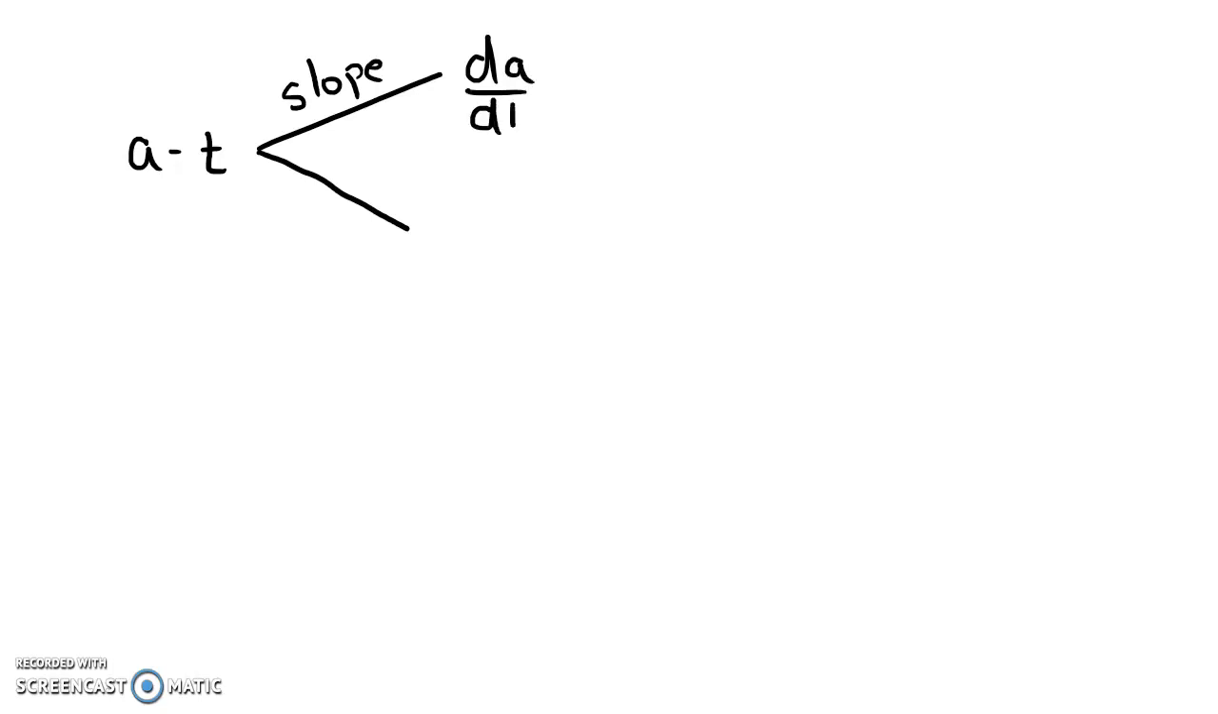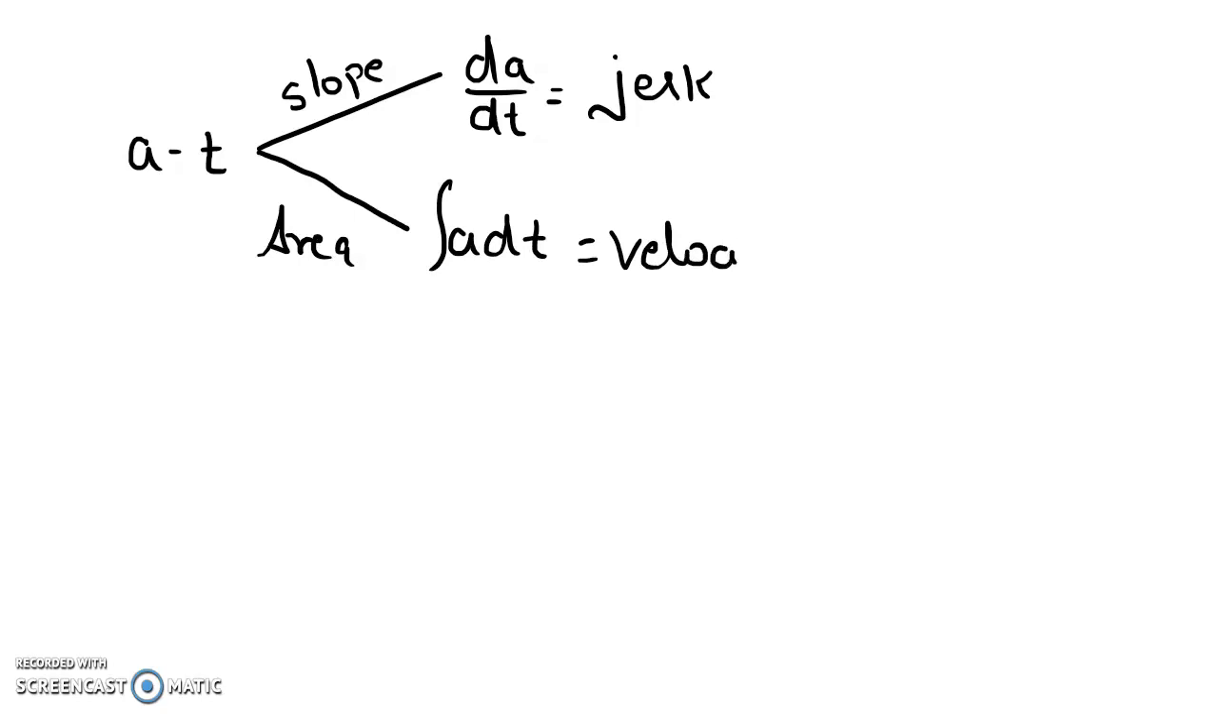And for the a-t curve, acceleration versus time, the slope would give you dA by dt. Many would say nothing, but it is a thing. It is a physical quantity called jerk. And the area, that means the integration of A dt, would give you velocity, V. So these are some basics of these things. Let's try to figure out the situations, then I'll give you more things about that.